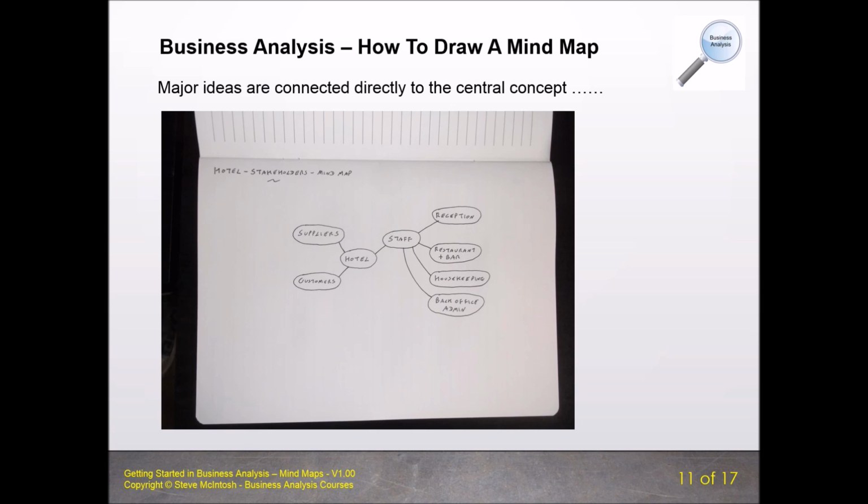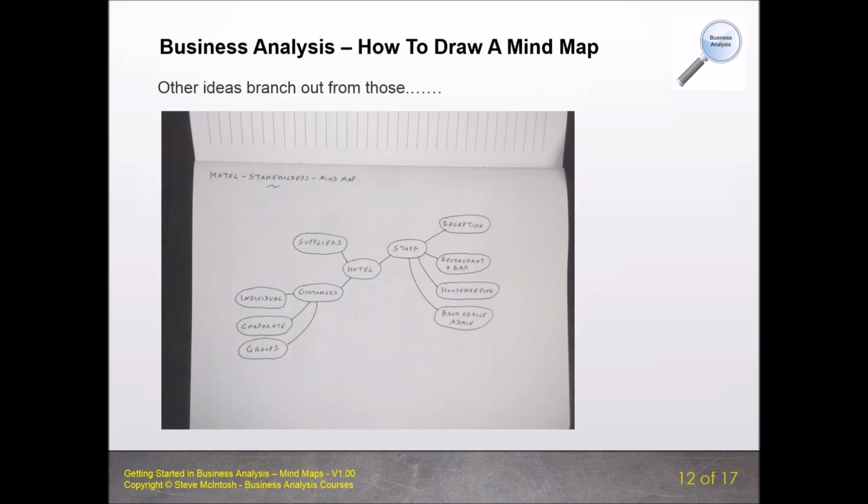Then you can begin to branch out and add more detail. So here, for example, I've broken down staff stakeholders into 4 separate groups: reception staff, restaurant and bar staff, housekeeping, and back office administration. And they're added to the diagram linked to the staff box, as you can see. You can then continue to add more ideas and more detail.